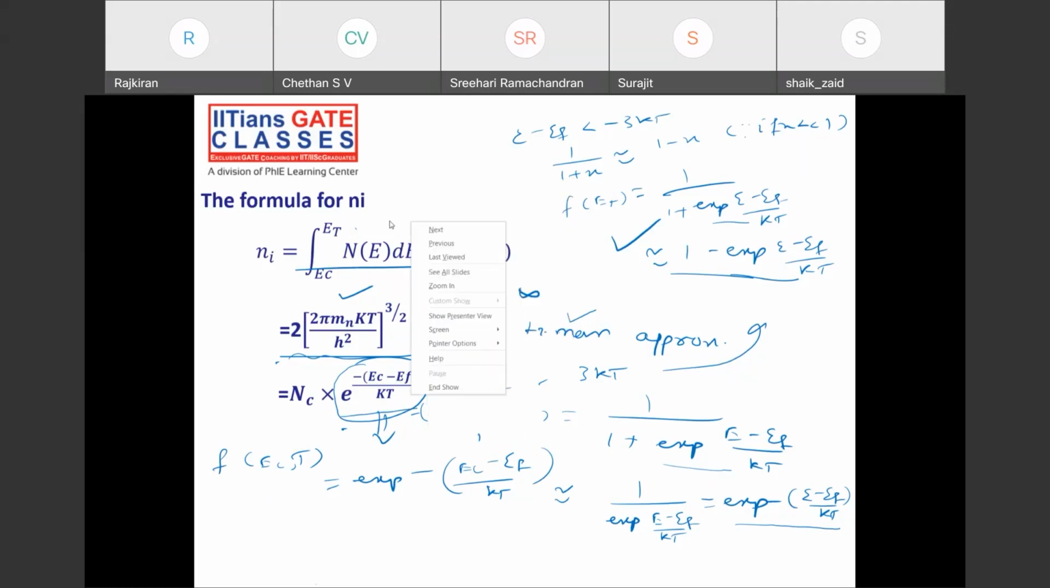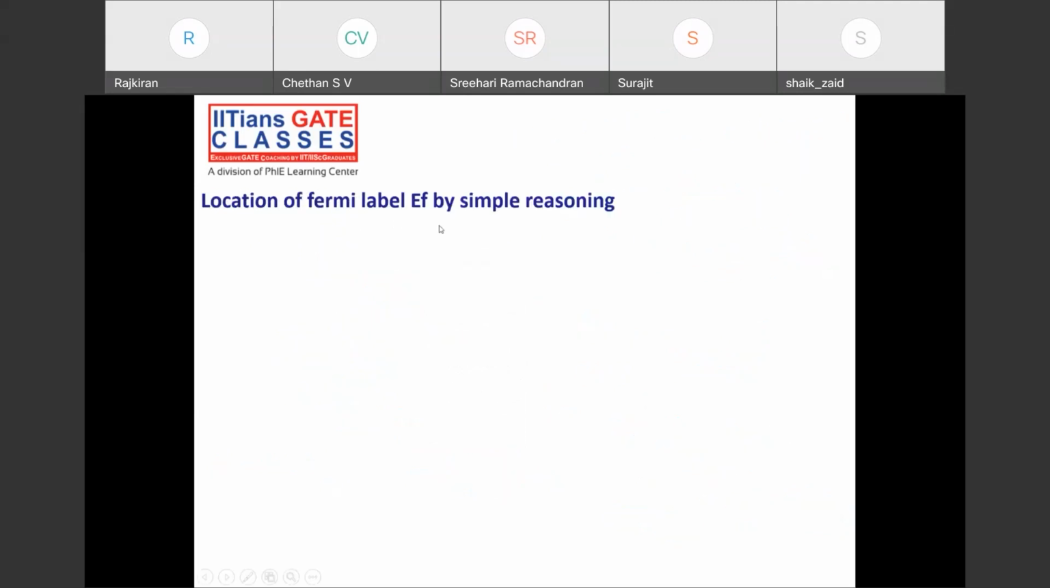I need one more page to explain. So I got Ni equal to NC into F(EC) at temperature T. This is nothing but my probability distribution, the Fermi-Dirac function at EC. Whenever I multiply a probability by some number, I get the concentration every time. Right or not?